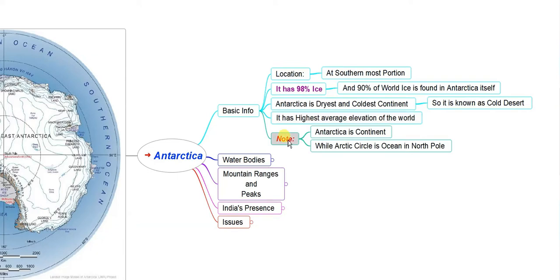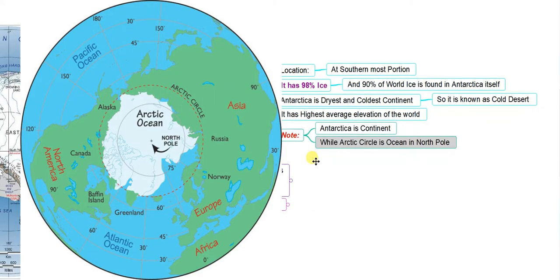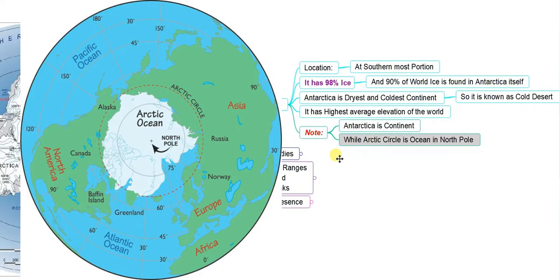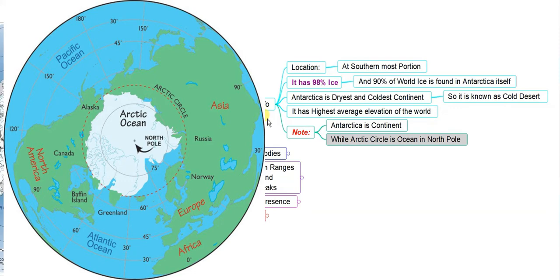Now, do note this part that Antarctica is a continent, and the Arctic Circle is an ocean in the North Pole.